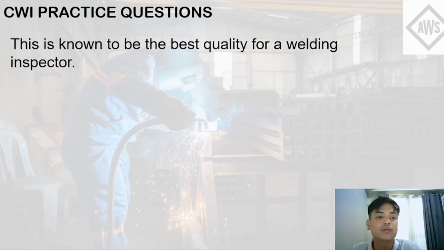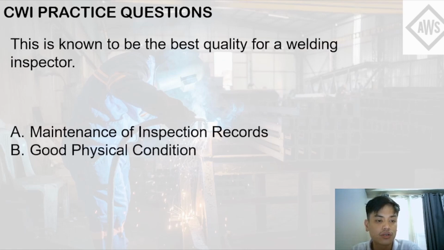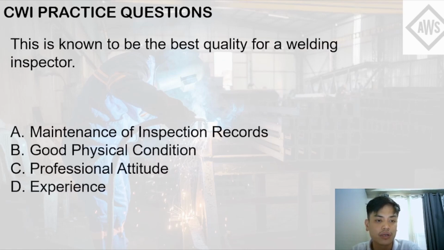So next question is, this is known to be the best quality for a welding inspector. A, maintenance of inspection records. B, good physical condition. C, professional attitude. D, experience. So basically, all of these qualities of a welding inspector are good. So what is the best amongst all of them? So letter A, maintenance of inspection records.